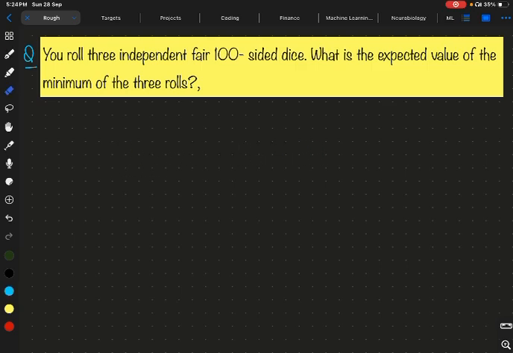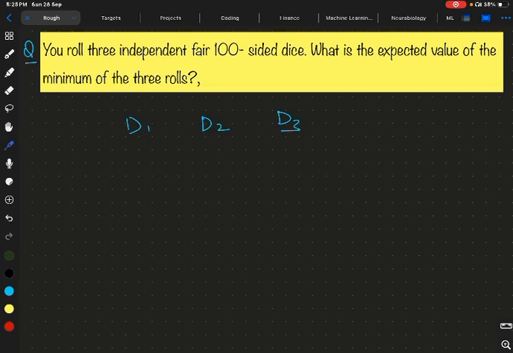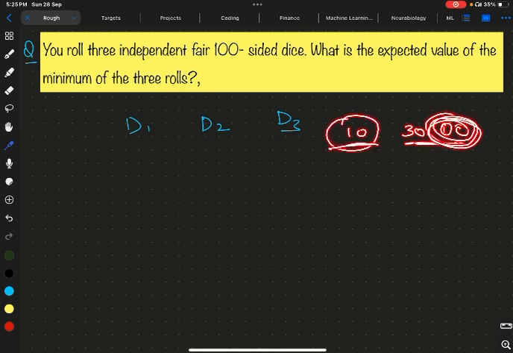But here we are asked to calculate the minimum of the three dice. Take the minimum of the three dice. So now we roll the three dice d1, d2, d3 and take the smallest result. This means that if any die rolls low, the minimum will be low. Only if all the dice roll high, we get a high minimum, right? Let's say we roll and we get 10, 30, 100. Although 100 was also there, our minimum is 10. So our answer will be 10.